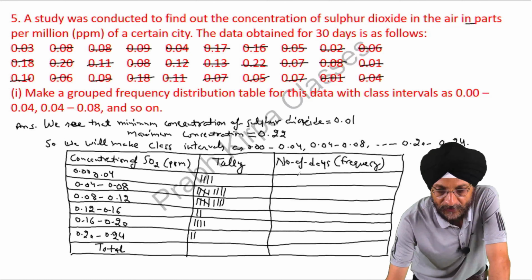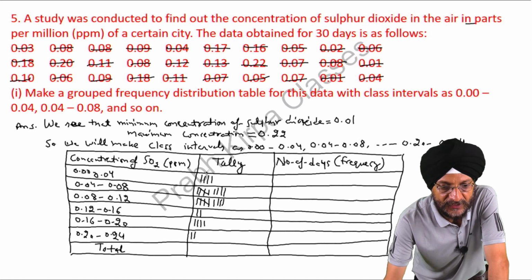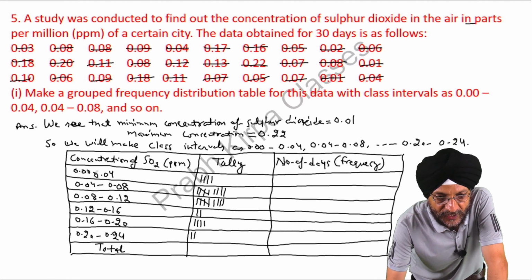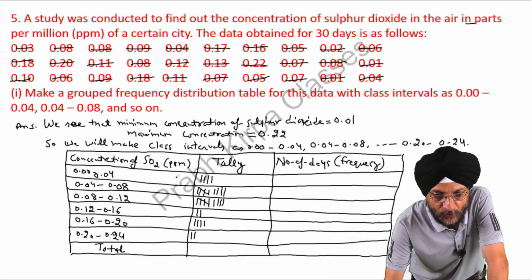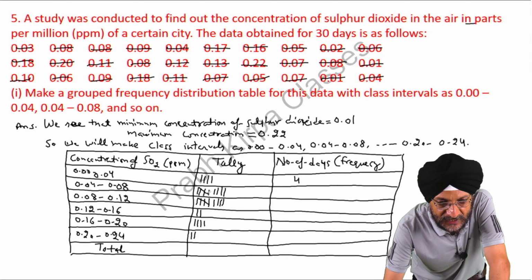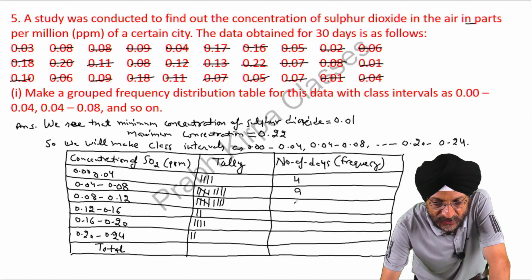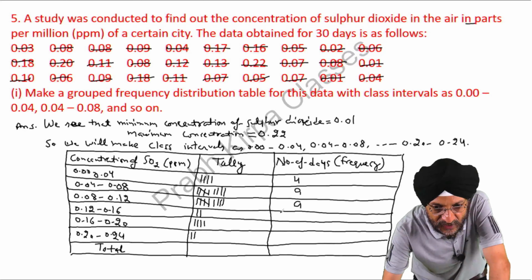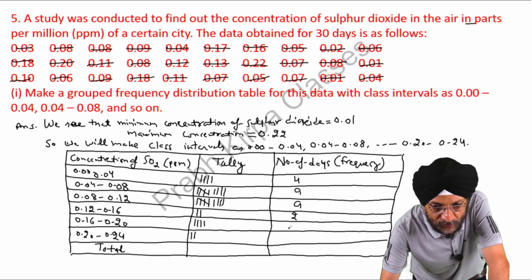So now we will count the number of days which fall in each class interval. First, 0.00 to 0.04: the number of days is 4. In the next class interval, 5 plus 4, these are 9. In the third class interval, 5 plus 4, this is again 9. In the next, 0.12 to 0.16, these are 2. In the next, it is 1, 2, 3, 4. And in the next, it is 2.